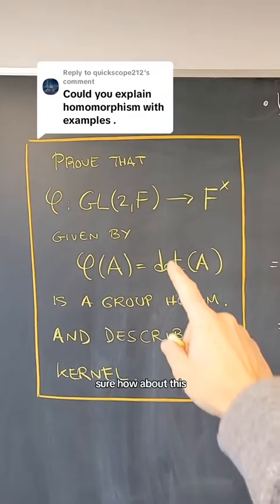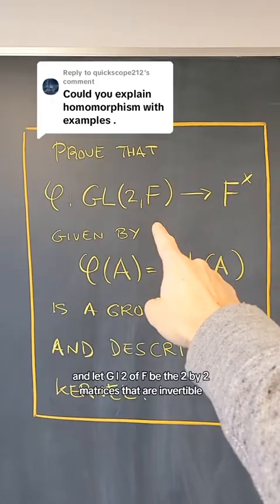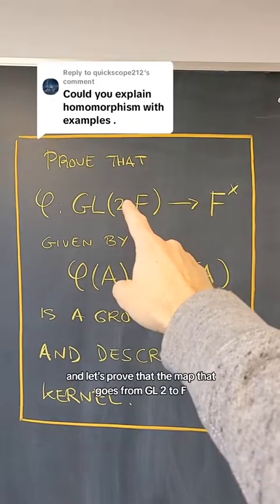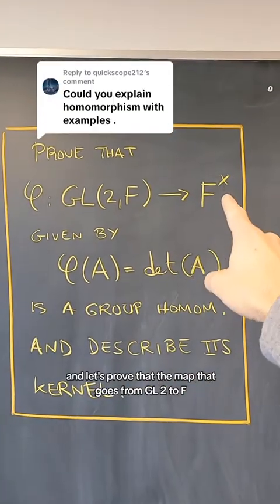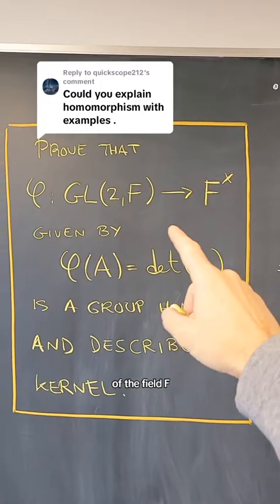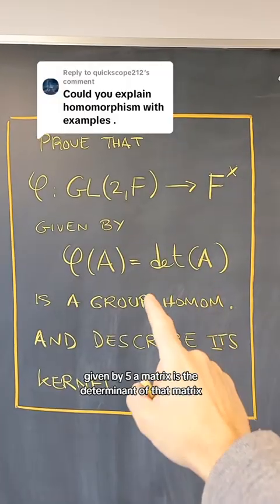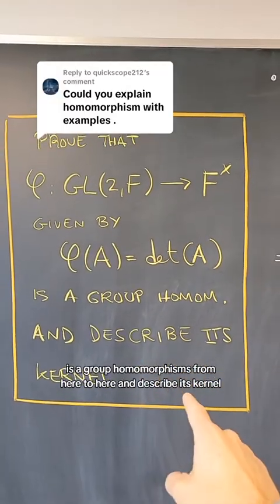Sure, how about this? Let F be a field and let GL2 of F be the 2x2 matrices that are invertible with coefficients in F. And let's prove that the map that goes from GL2 to F cross, the non-zero elements of the field F, given by phi of a matrix is the determinant of that matrix, is a group homomorphism from here to here, and describe its kernel.